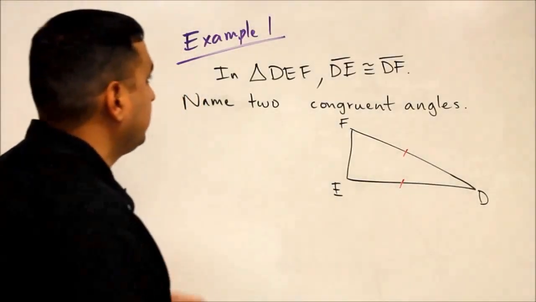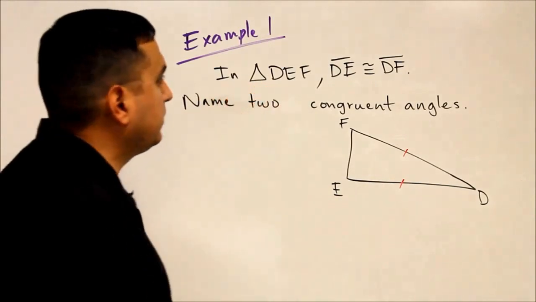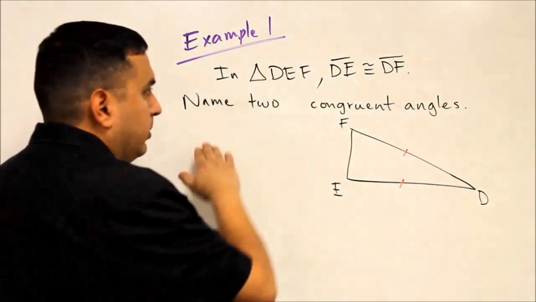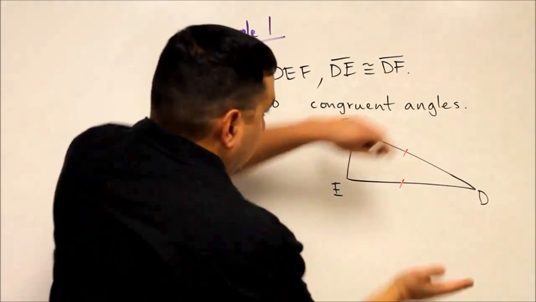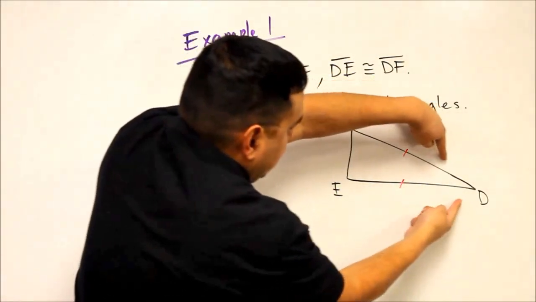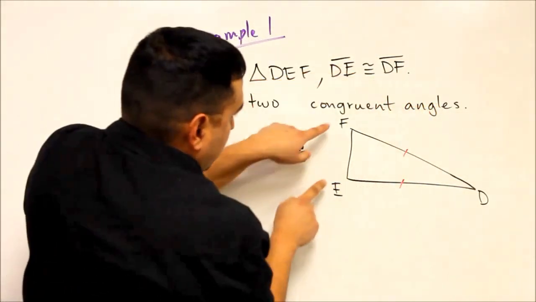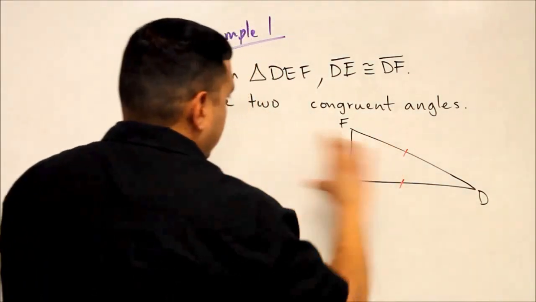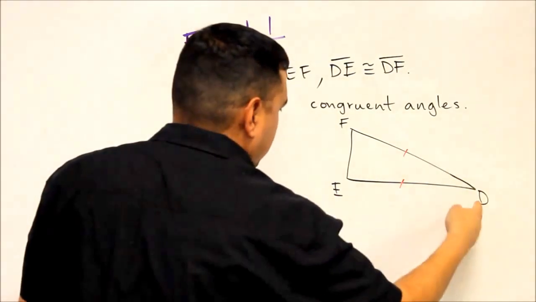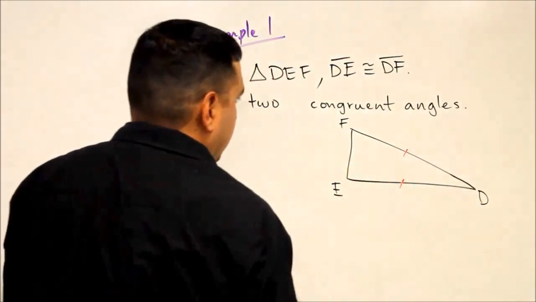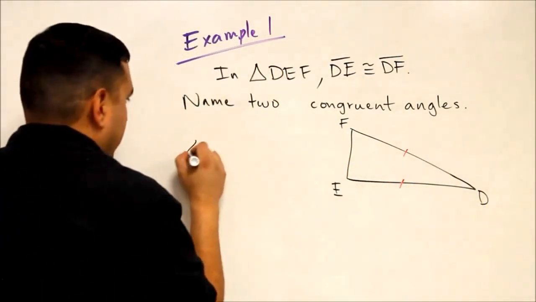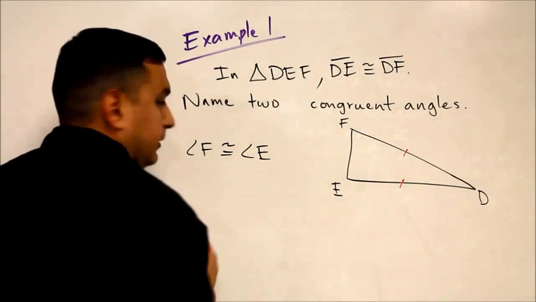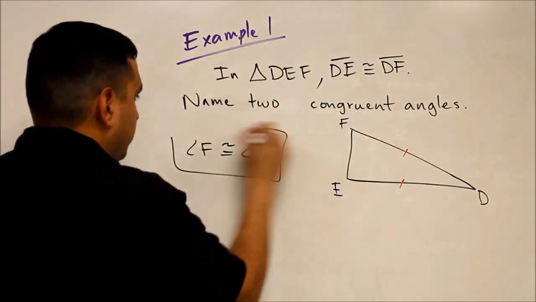Example 1, we're going to start off real simple. I have a triangle DEF, and I'm told that segment DE is congruent to segment DF, and I want to name two congruent angles. Well, it's kind of tilted, but these are my two sides that are congruent, so that makes angle E and angle F my base angles. And so if I know the two sides DE and DF are congruent, then I know angle F has to be congruent to angle E. And that's all there is to it. That's just a simple basic problem.